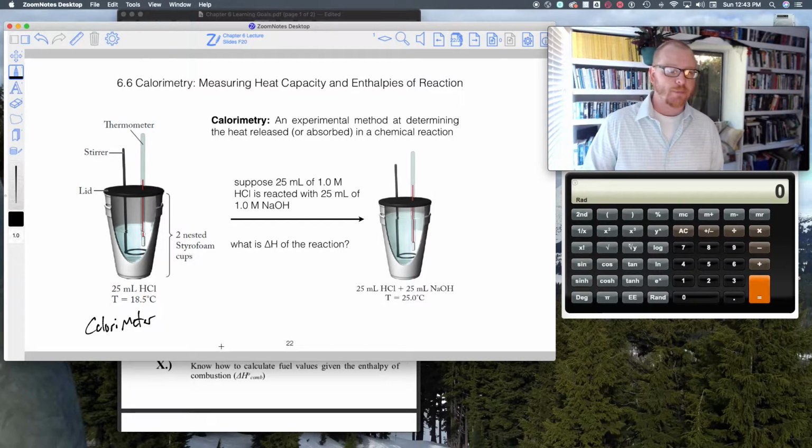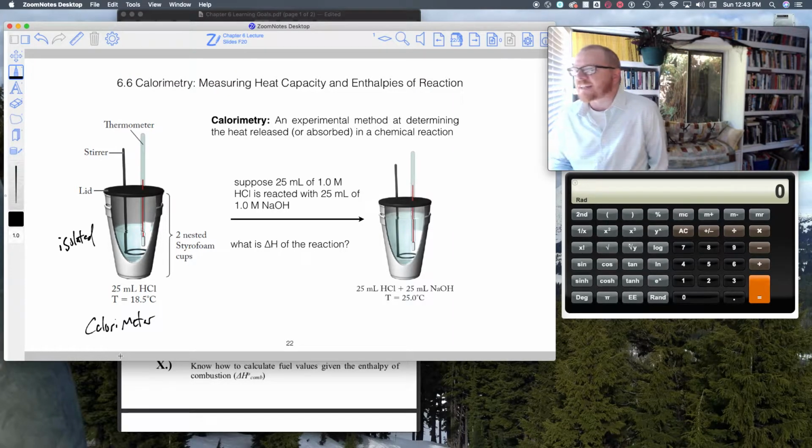You'd have a couple styrofoam cups. Suppose we've got 25 milliliters of an HCl solution, 1 molar HCl, with a stir bar and a thermometer. And if we think about this, this is going to be closed, because we can add mass to it, but it should be, excuse me, let's just call it isolated. We know that we can take the lid off and add mass to it, but when that lid is on, we're going to say that it's isolated.